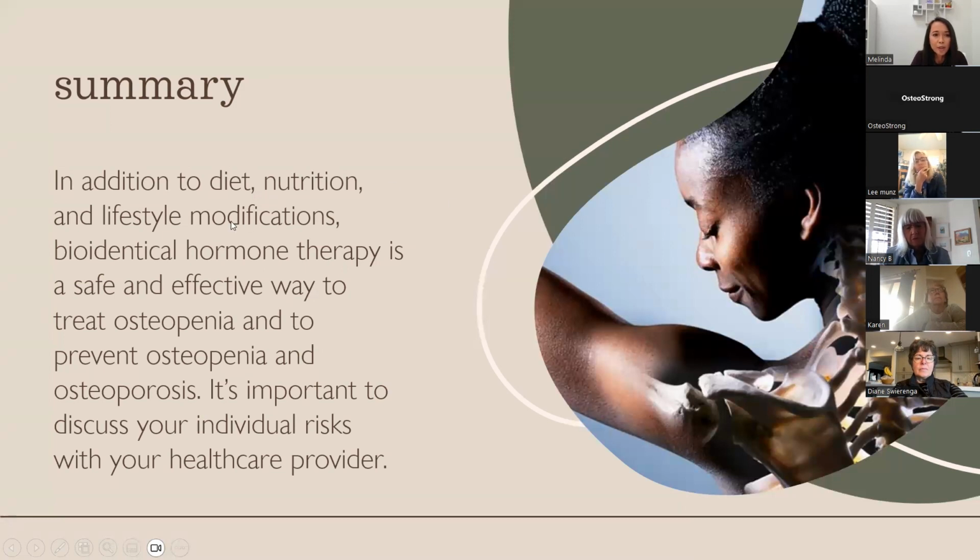So, in summary, in addition to diet, nutrition, and lifestyle modifications, bioidentical hormone therapy is a safe and effective way to treat osteopenia and to prevent osteopenia and osteoporosis. It's important to discuss your individual risks with your healthcare provider.